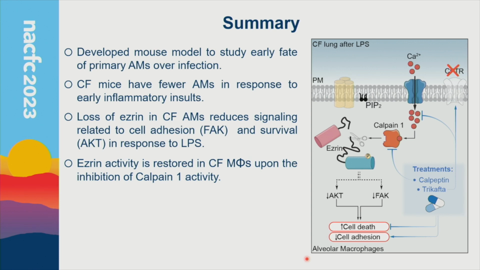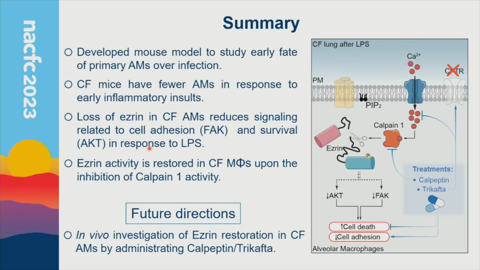Since this is still preliminary data and an ongoing study, here we were able to develop a mouse model where we can study the early fate of primary alveolar macrophages over infection. We have shown that CF mouse models have fewer alveolar macrophages in response to early inflammatory insults. Lack of ezrin in CF alveolar macrophages reduced signaling related to cell adhesion via focal adhesion kinase and survival via AKT in response to LPS. And finally, we have shown that upon inhibiting calpain-1 activity, we were able to restore the activity of ezrin in CF macrophages in response to LPS.